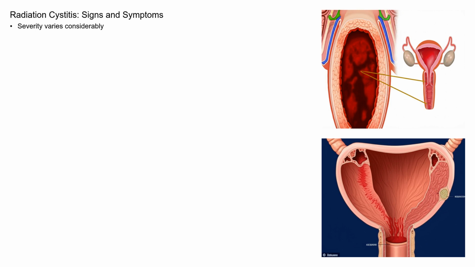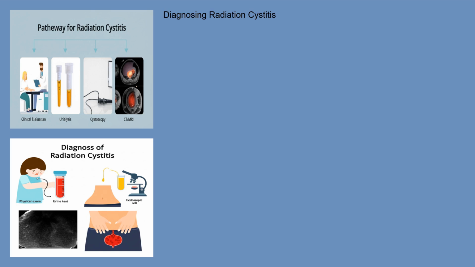In more chronic or late-onset cases, symptoms can include persistent pelvic pain, incontinence, and the feeling of incomplete bladder emptying. In rare but severe cases, bladder fistulas, which are abnormal connections between the bladder and other organs like the vagina or rectum, may develop. Diagnosing radiation cystitis involves a combination of clinical evaluation and diagnostic testing.